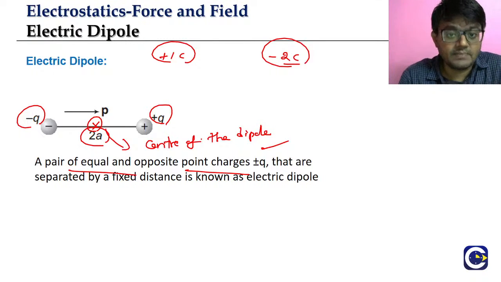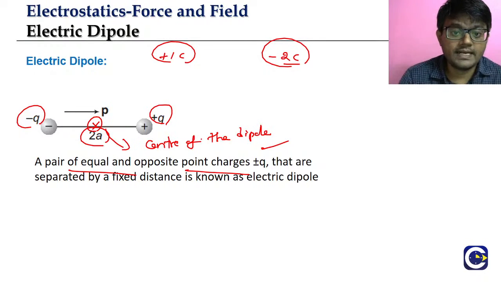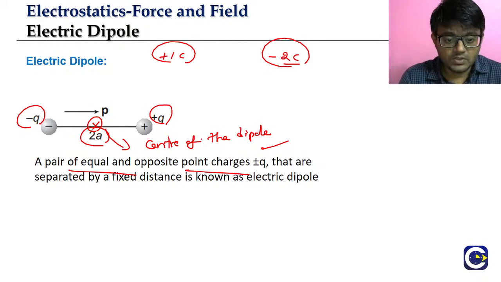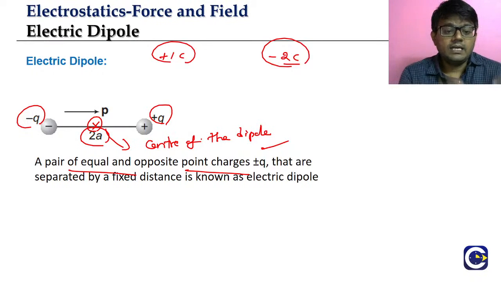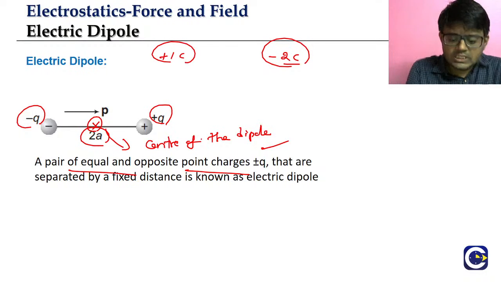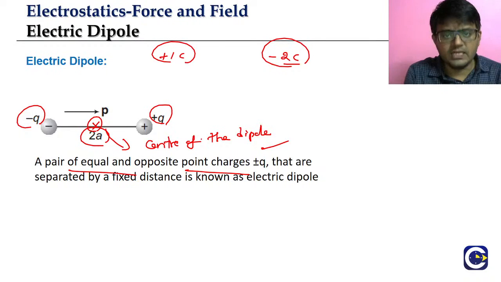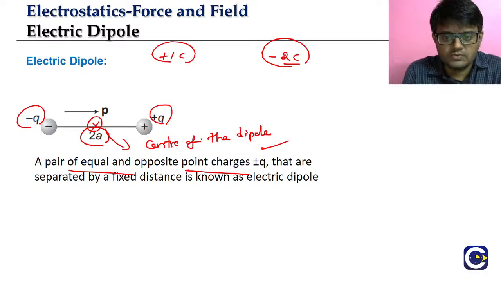And in magnetism, we will also talk about a dipole there, which we will call the magnetic dipole. Now, whenever we have an electric dipole, it is nothing but a charge combination, that is plus q and minus q. That combination is what we call an electric dipole.